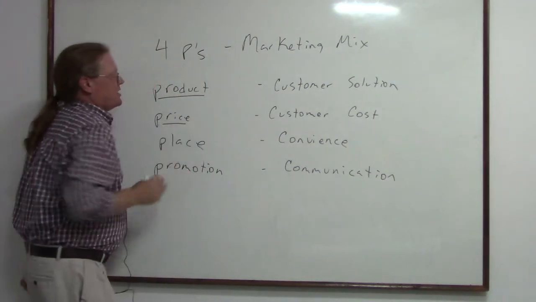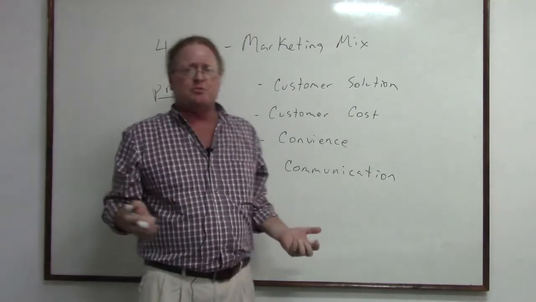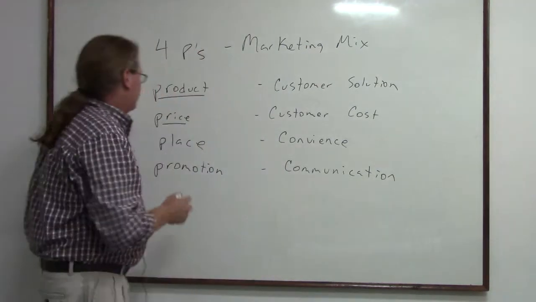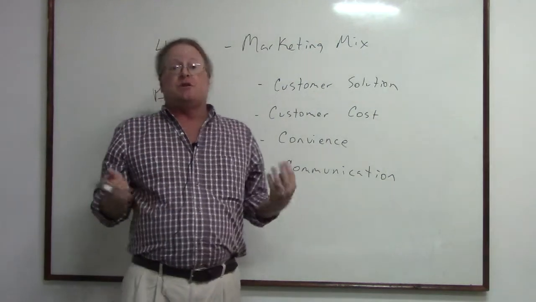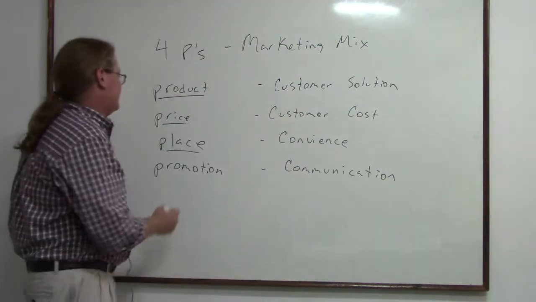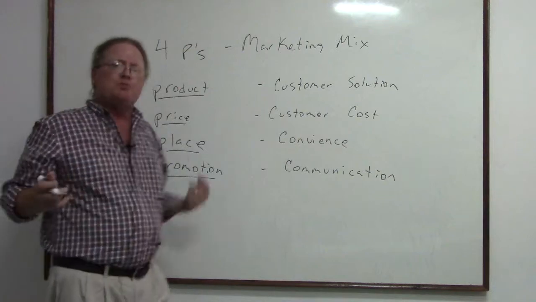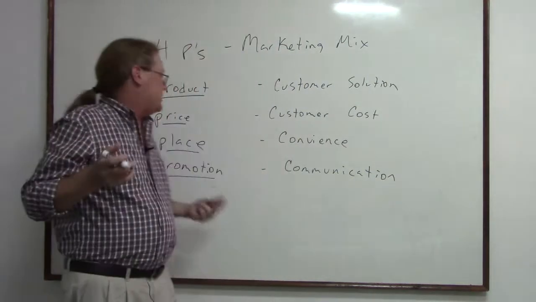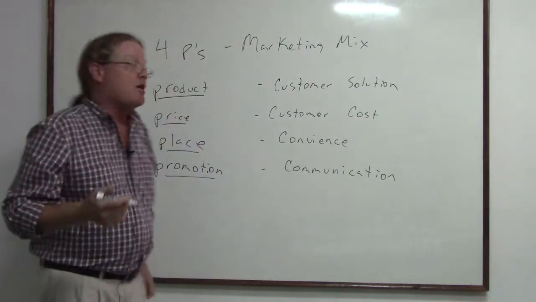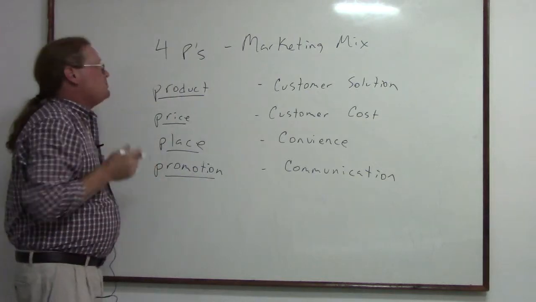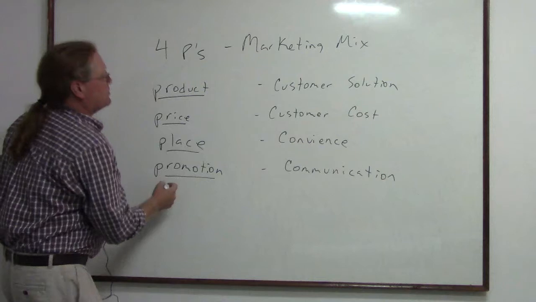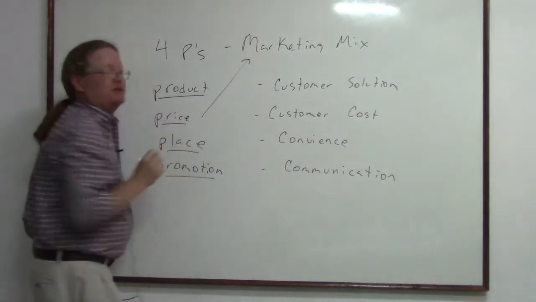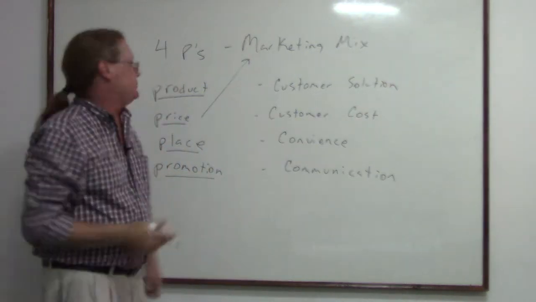And then we have the price. It could be the standard price, the discount price. We have the place. Where is the product going to be located? And the promotion. What is our message to the consumer about our product? Now, when we come up with this, it will equal the marketing mix. That is your marketing mix.